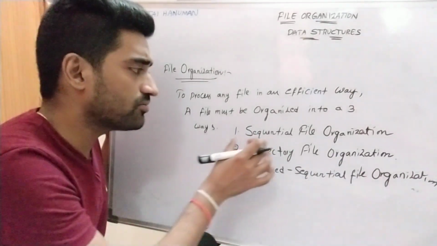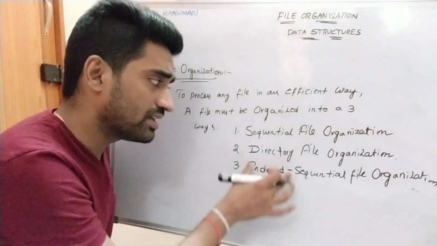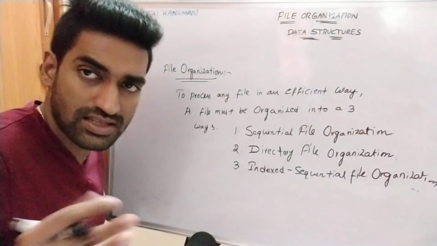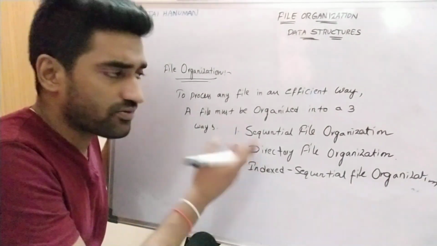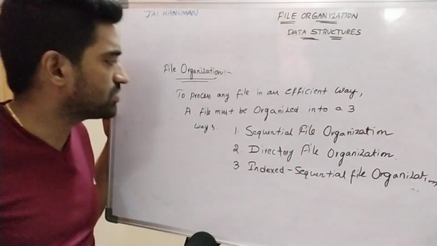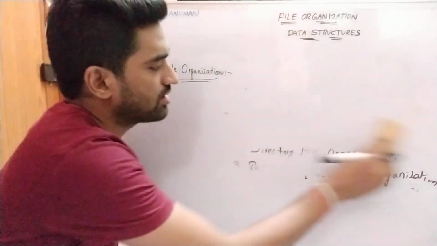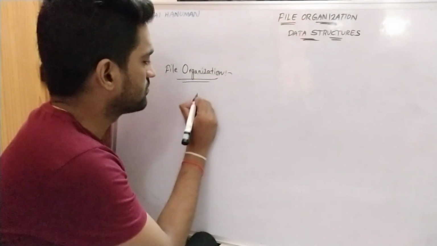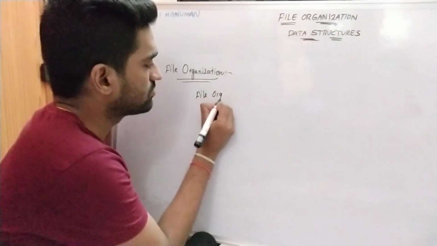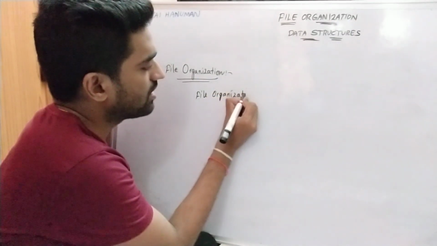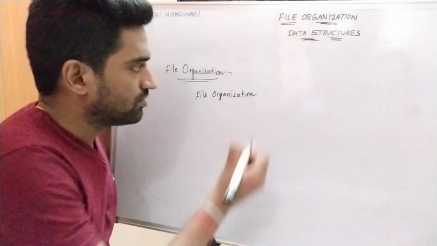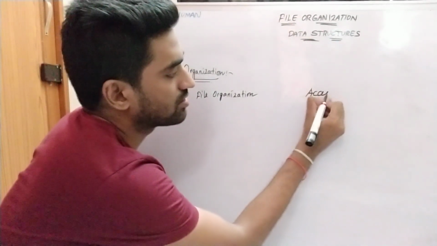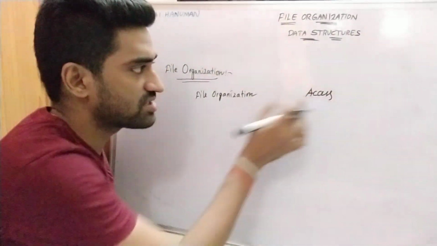So here first of all we are discussing what are the major differences between sequential, direct and indexed sequential file organization. So accessing is the major difference between these file organizations, right? So that can be discussed with the help of one table, right? So here I am representing file organization. So how to access? That is the major difference, right?